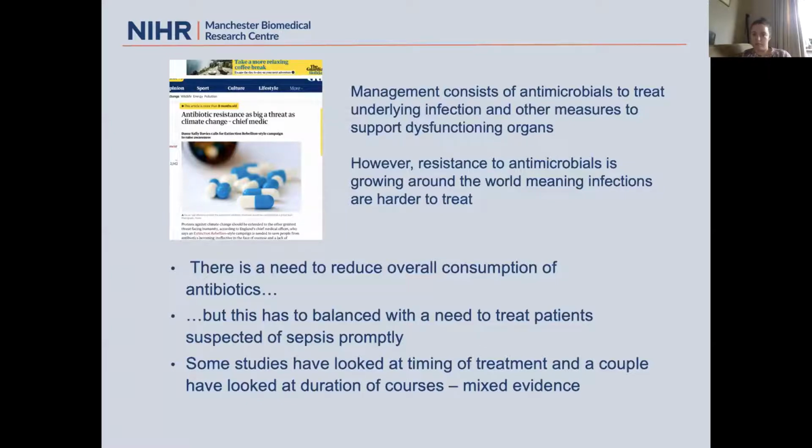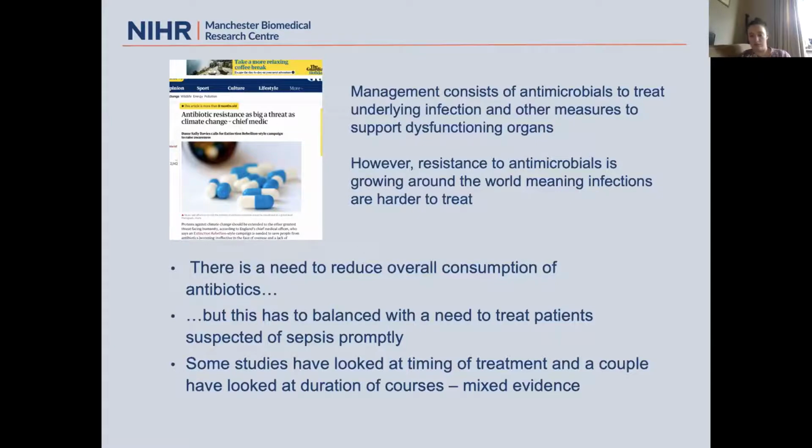One of the main drivers behind the increase in antibiotic resistance is overuse of antibiotics, so there's a need to reduce overall consumption of antibiotics. But this has to be balanced with a need to treat patients suspected of sepsis promptly. So there have been some studies looking at the timing of treatment, to see whether delays in beginning antibiotic treatment for sepsis are associated with worse outcomes.